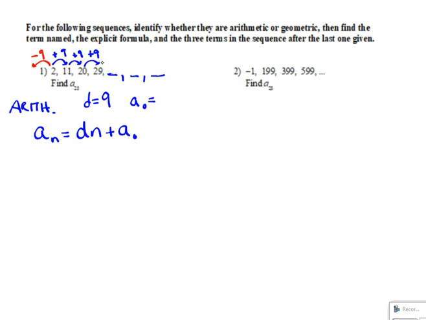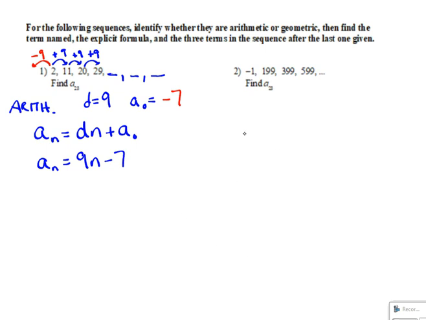If I'm going forward, I add 9. If I go backwards, I subtract 9. 2 minus 9 gives me negative 7. And once I have that, I'm ready to plug those things into my explicit formula. I have 9 times n minus 7.